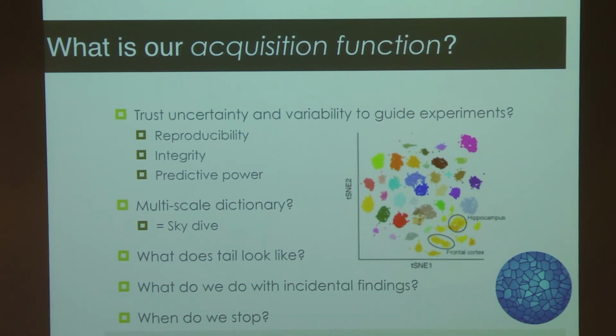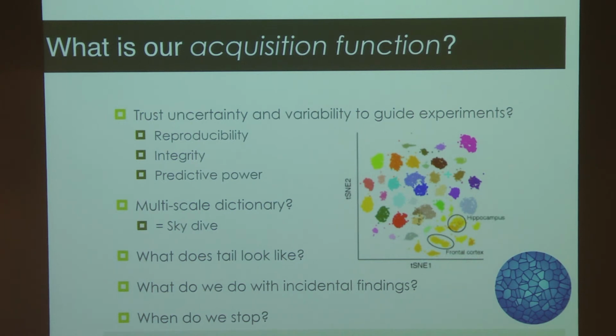Given, again, from the white paper, that we're interested in reproducibility, integrity, and predictive power, I think these three things play very nicely into this idea of letting uncertainty be our guide. And all of those are going to be something that we can look at specifically from this objective and acquisition function as we define them.